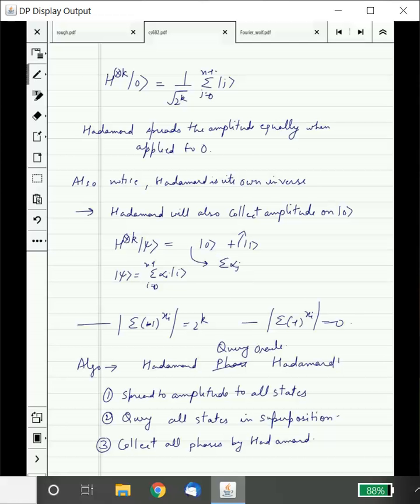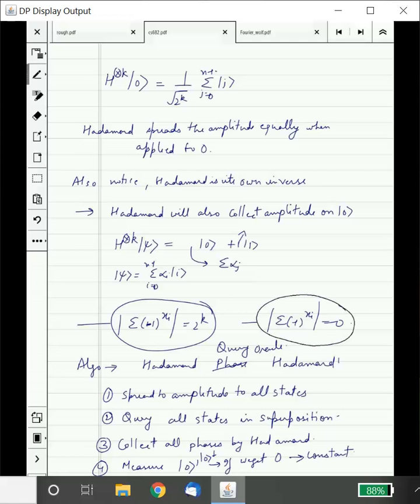Fourth step, measure 0, or let's say 0 perp; in this basis we will measure. If we get 0, that means the function was constant, that's why there was an amplitude. If the function was balanced, then the amplitude of state 0 will be 0, and we will get not 0. That means balanced. This is the complete algorithm.